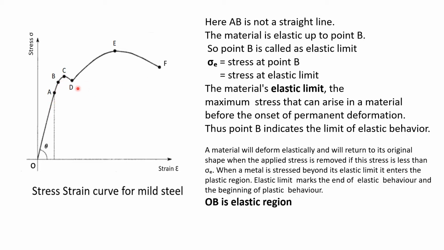Now if the stress in a material is further increased beyond point B and stress becomes greater than sigma E, after that if we remove the load, then whatever deformation or change in length has taken place in the bar will be permanent. Even if we remove the load, the bar will not come back to its original size and shape. So the region OB is called the elastic region. From point O up to point B is the elastic region. Up to point B, the material behaves elastically.